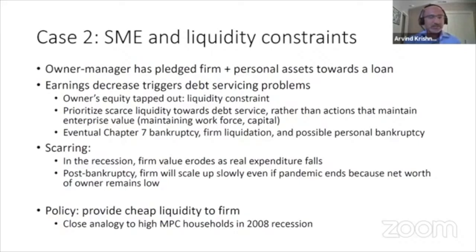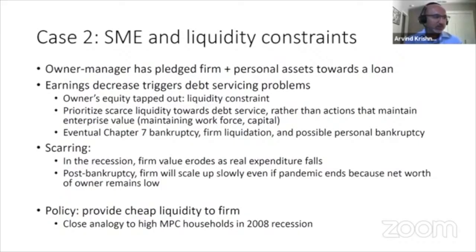And there's a scarring concern that enters with liquidation, which is that the owner's net worth will probably take a hit. So in many cases, if a Chapter 7 bankruptcy is filed and the owner has pledged his personal assets here, he'll file a personal bankruptcy as well. So the owner will exit the bankruptcy with low capital. And so even if the pandemic is passed, in order to scale up the operation to the level as it was pre-pandemic is going to be very hard because the owner is going to have low capital.